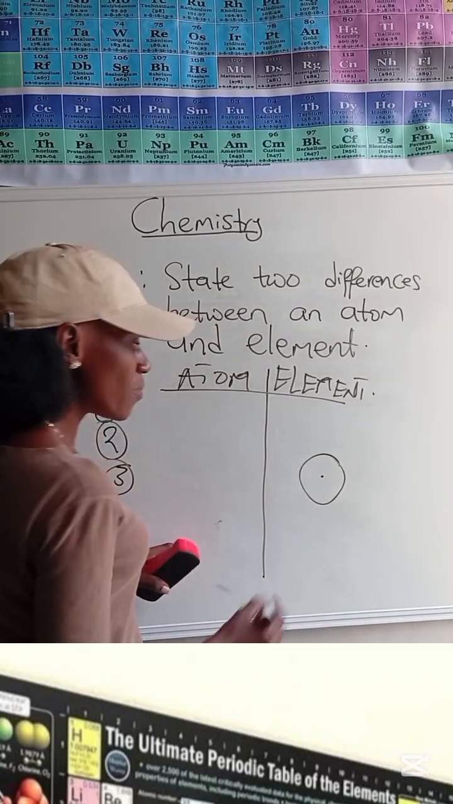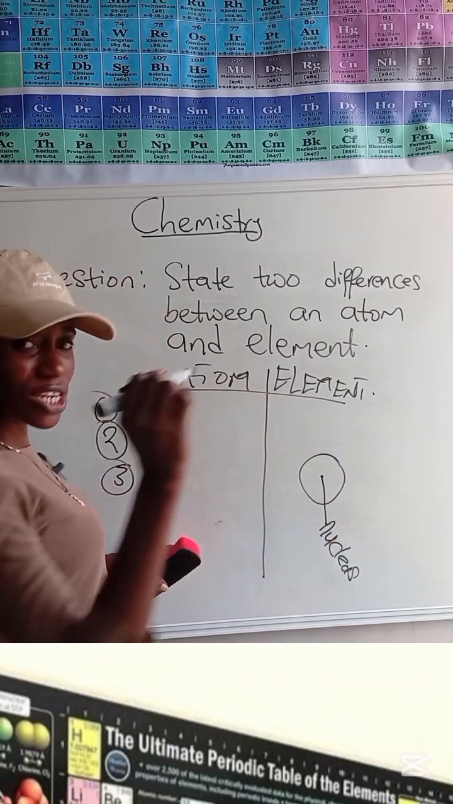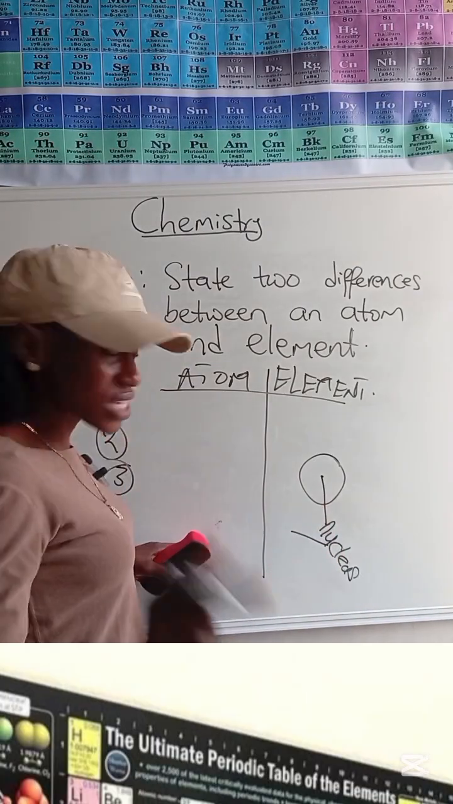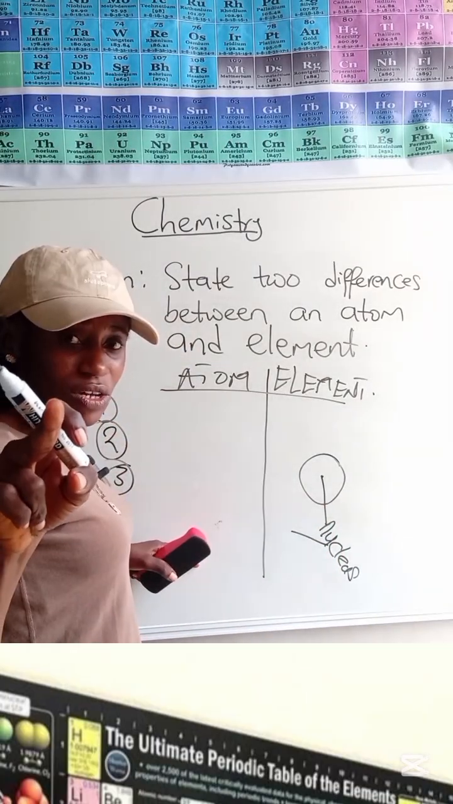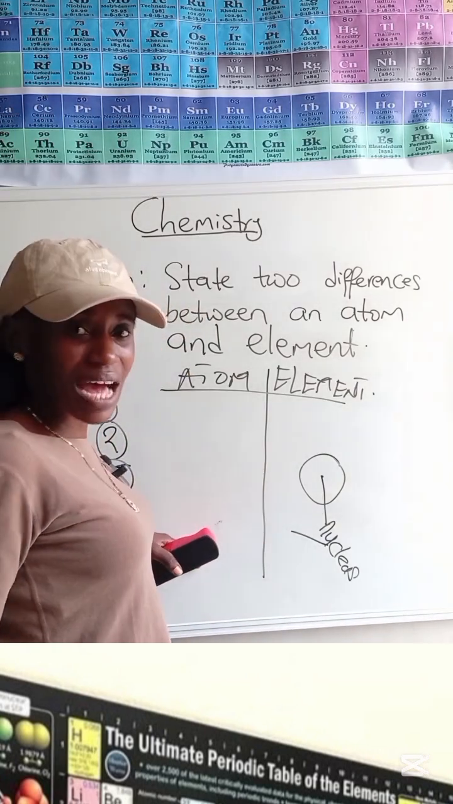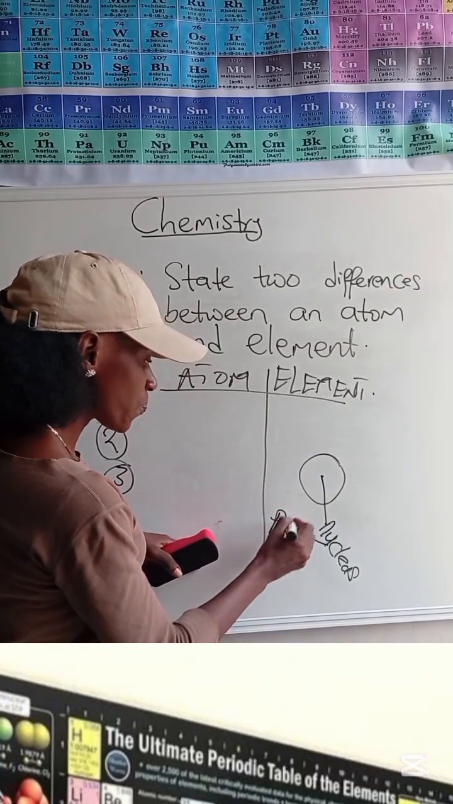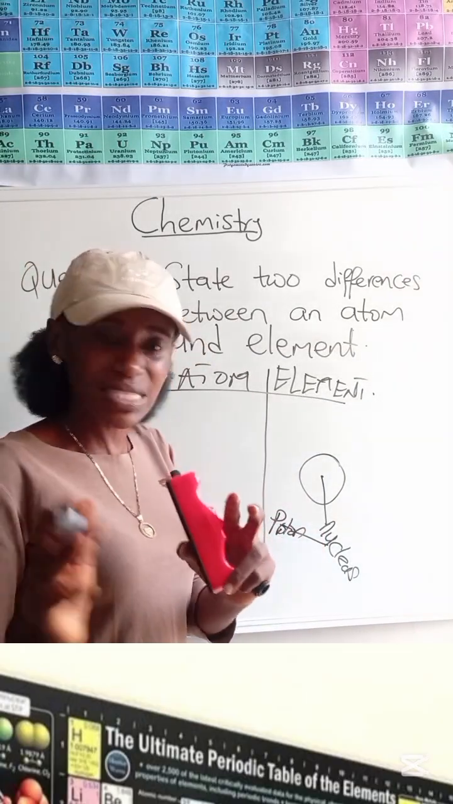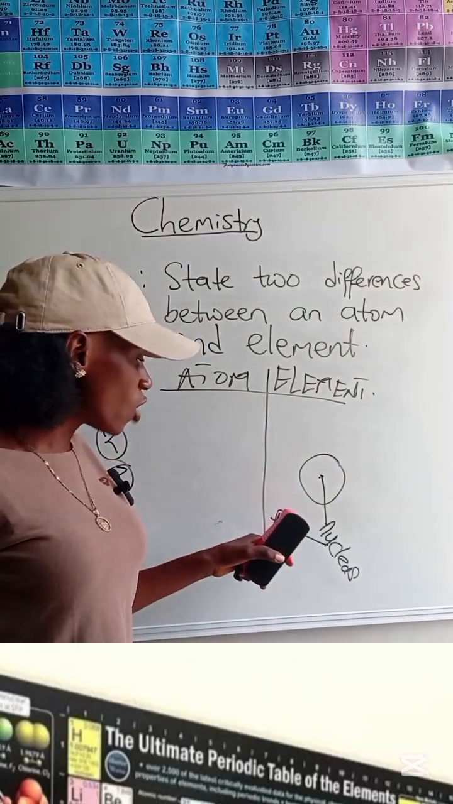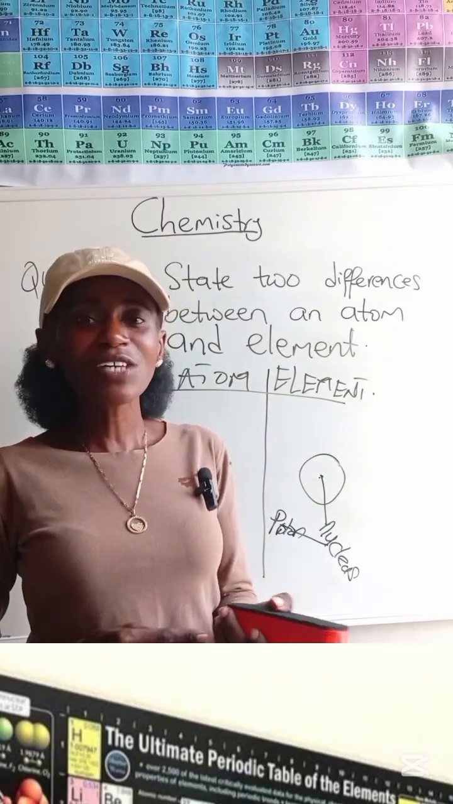Remember, this is our nucleus. Now, this nucleus consists of two things, that is the proton and the neutron. And I am saying that atomic number is the number of protons that's here, our proton, that's the positive part of this atom. The number of protons in the nucleus of an atom.